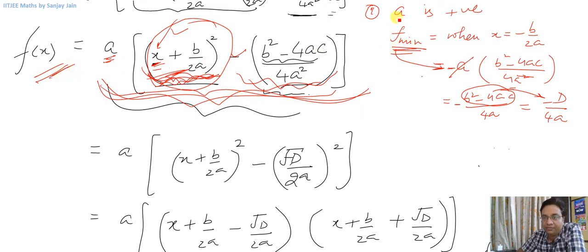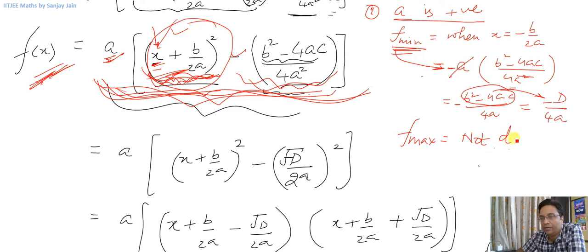What will be the maximum value of this expression when a is positive? When a is positive, the maximum value of this expression will depend on this x. If I keep increasing this x, the value will keep increasing for this f of x, right? So I can increase x to any amount. Okay, so I can take it to infinity. So that means f max is not defined. It can go up to infinity, that is not defined. So the maximum of this quadratic expression is not defined.